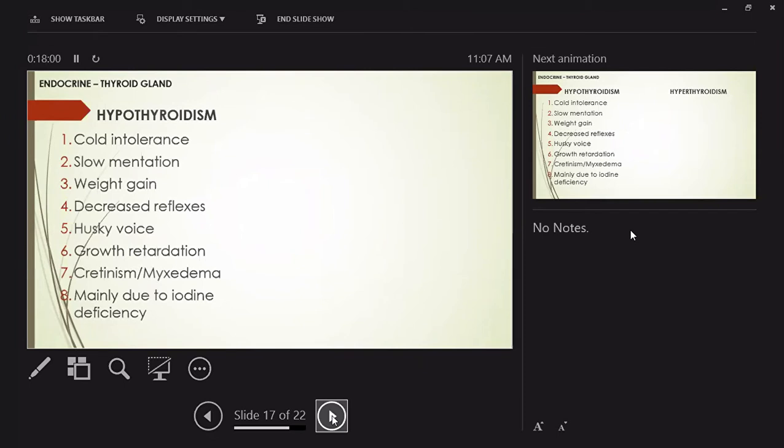That's why in the market, we can now find iodized salt, okay? Because salt is used in the trapping of the iodine. So we have iodized salt.